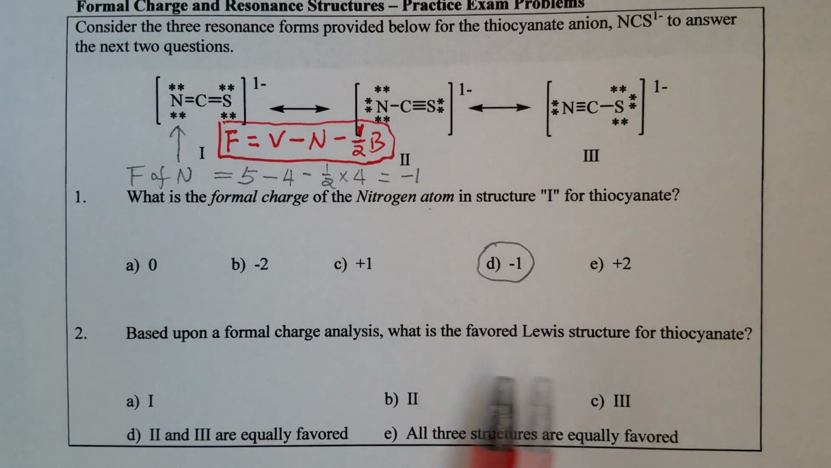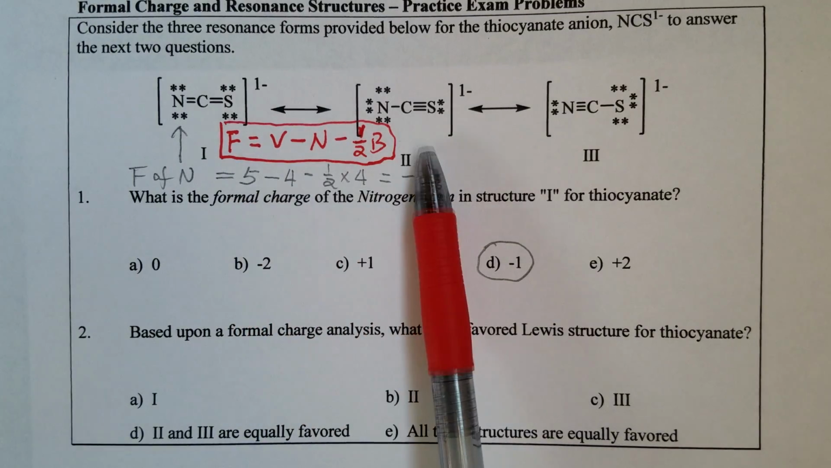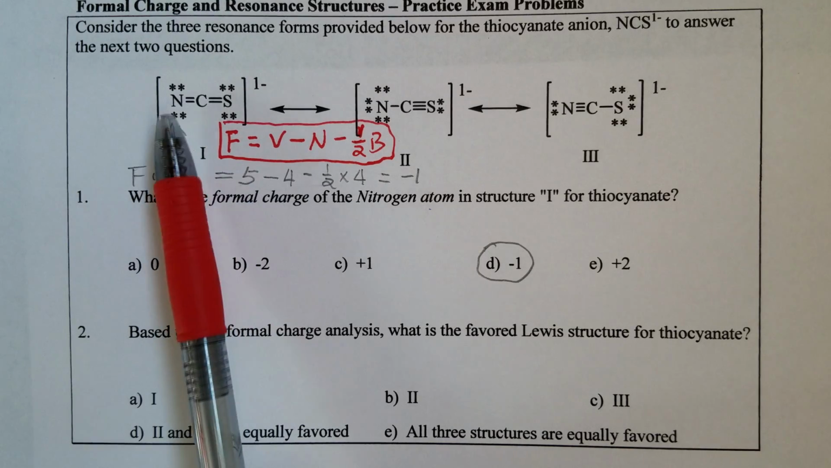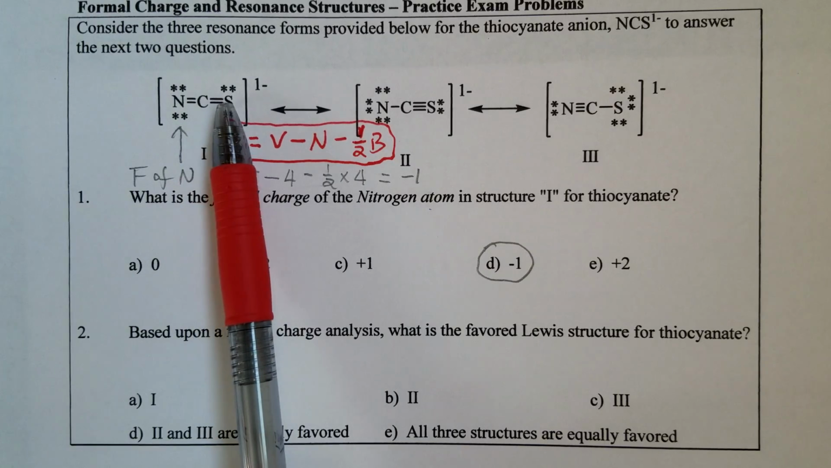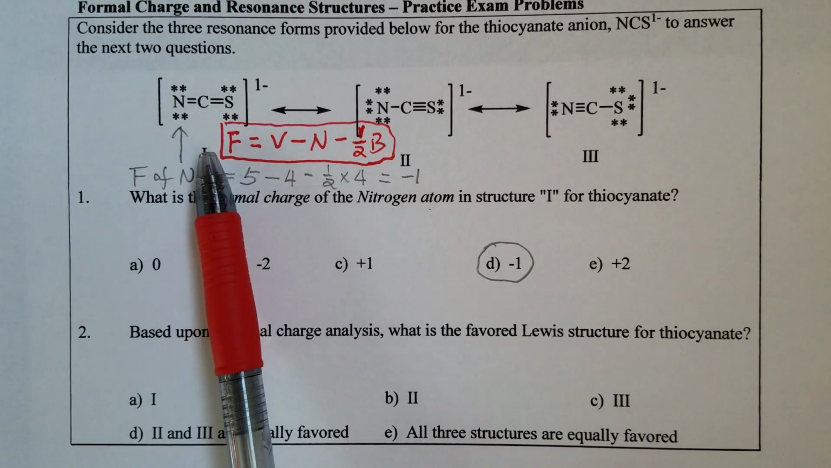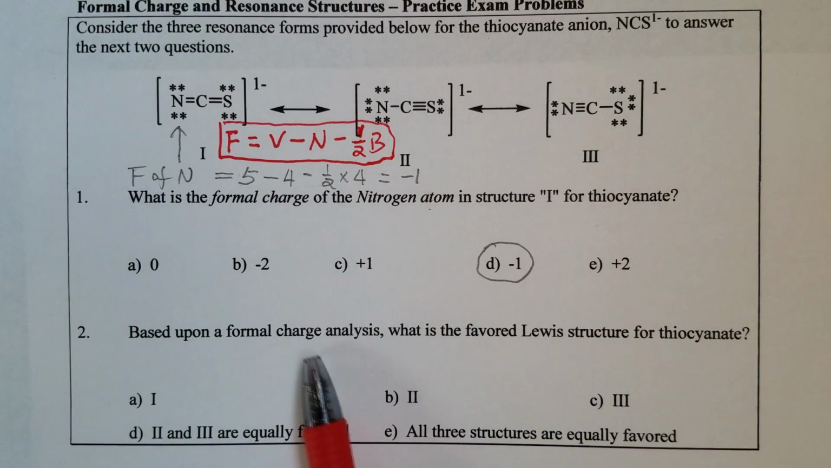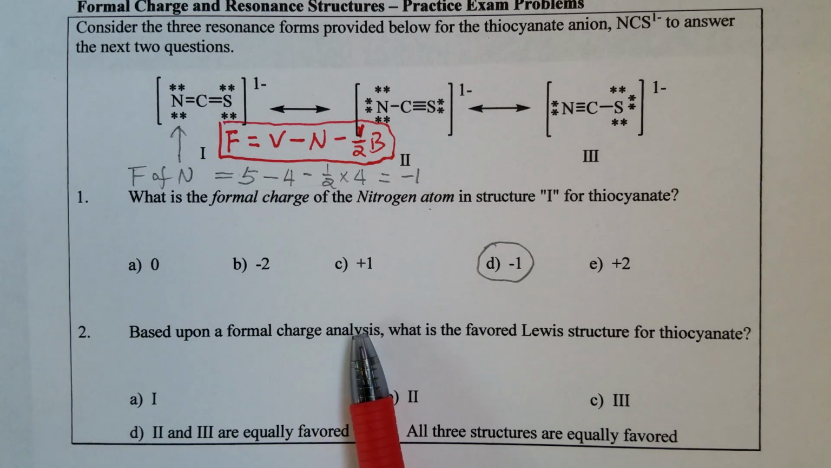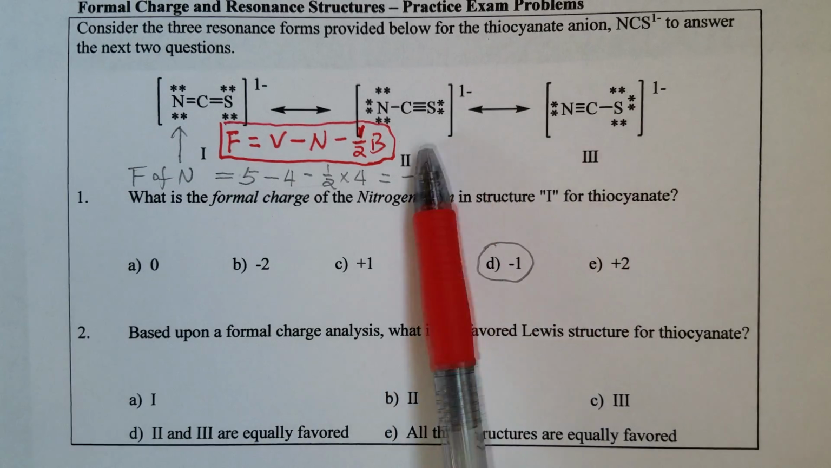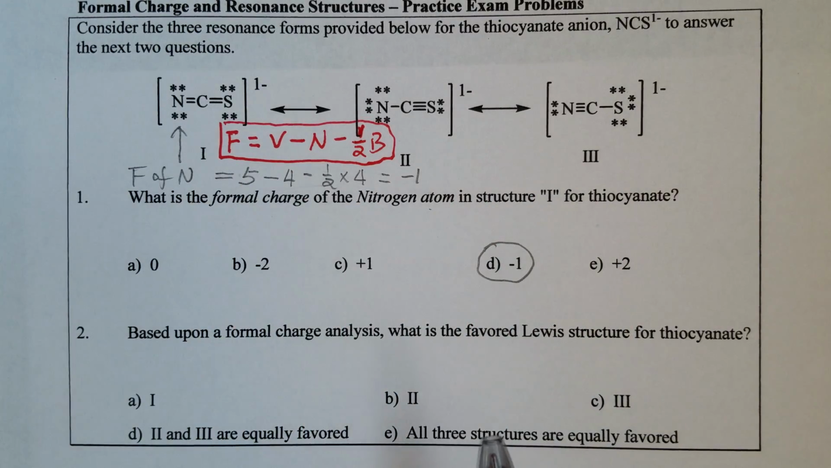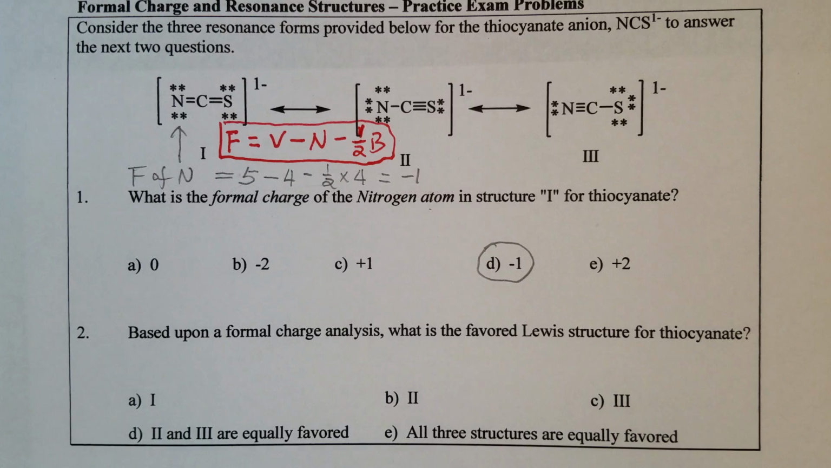In order to solve this problem, obviously we have to find out the formal charges, again using this key equation, for all 3 atoms, nitrogen, carbon, and sulfur, and in all three structures. Then we can carry out the formal charge analysis and decide which of the 3 resonance structures is the favorite one.